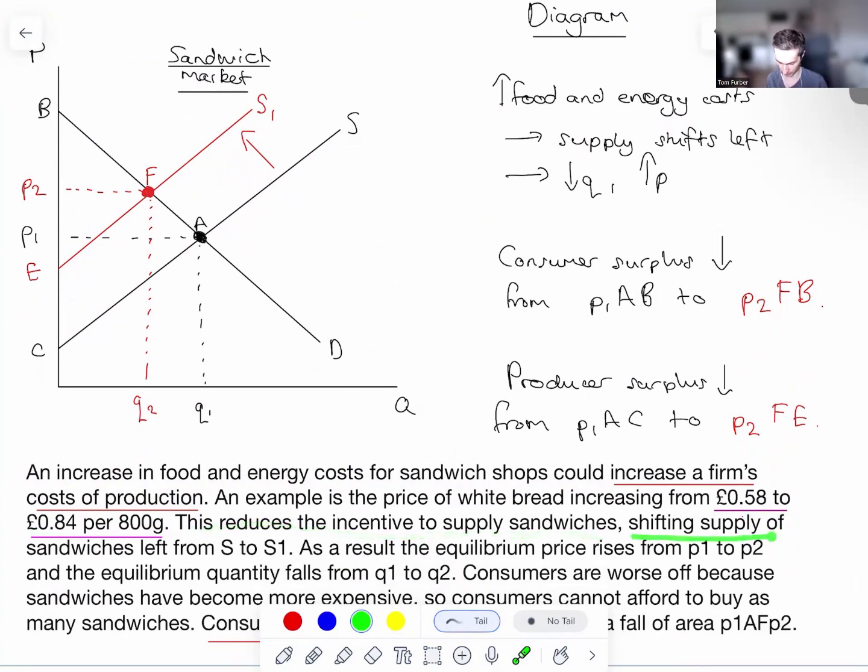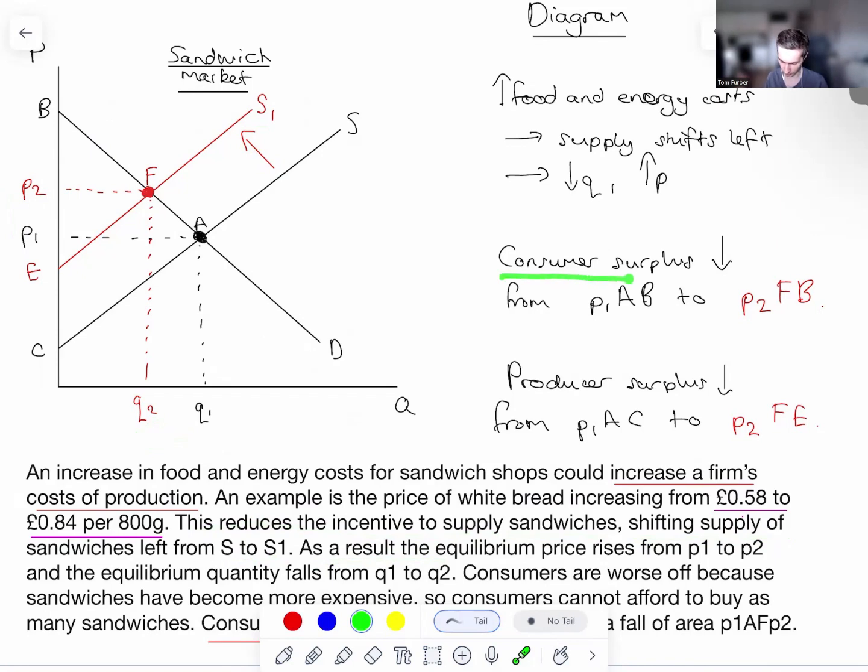That would shift supply of sandwiches left from S to S1, as in this diagram here, where it shifts left from S to S1. As a result, the equilibrium price rises from P1 to P2, and the equilibrium quantity falls from Q1 to Q2. Now let's talk about consumer and producer surplus.